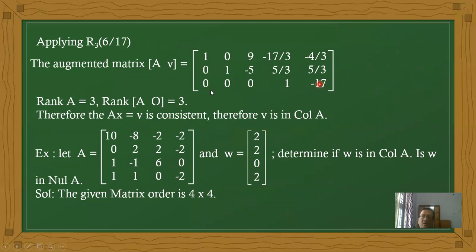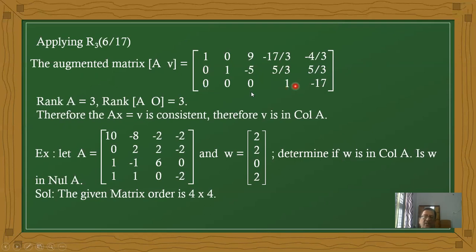Now observe the augmented matrix. What is the rank now? The first 4 columns represent the A matrix. There are 3 non-zero rows, because one element is non-zero and the remaining 2 are also non-zero rows. Therefore the number of non-zero rows is 3. Therefore rank A equals 3.